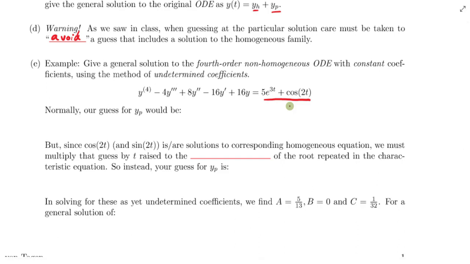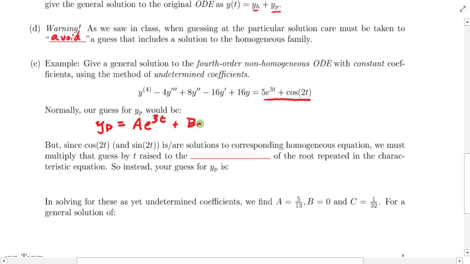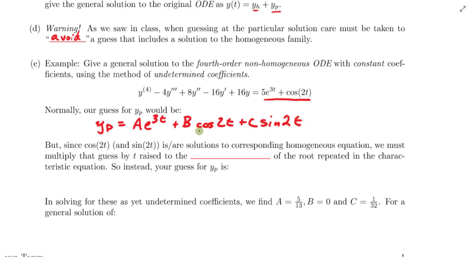Okay. Now, normally, our guess for y sub p would be y sub p equals a e to the 3t plus b cosine of 2t plus c sine of 2t. And normally we'd make that our guess because the derivative of that first term immediately repeats itself up to a constant, because the derivative of e to the 3t would be something times e to the 3t, so good to go there. And then cosine of 2t has derivatives of sine, and then if we take derivatives of sine, we eventually get back to cosine.